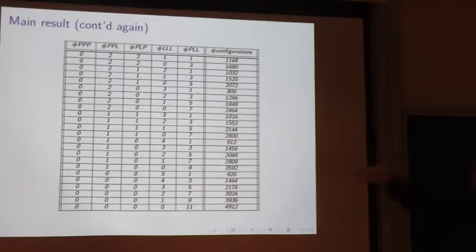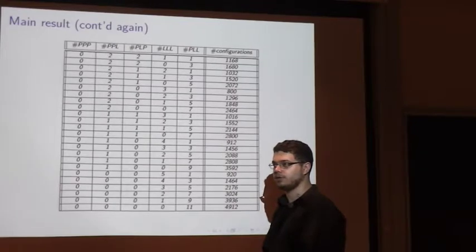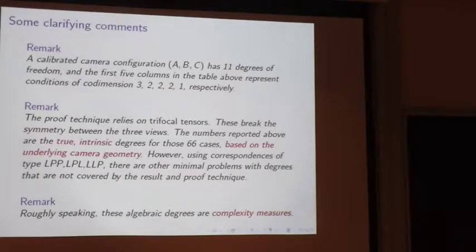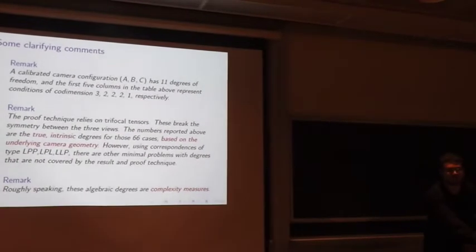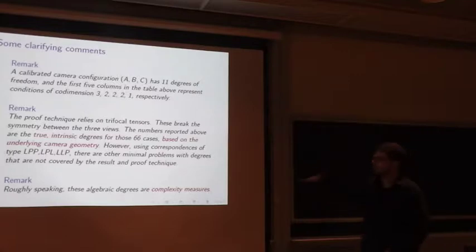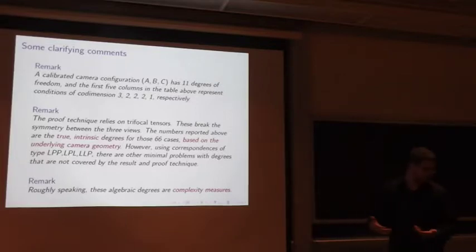So here I have only 5 columns, right? But in principle, I should have 2 to the 3. I should have 8 different point line correspondences between 3 views. Okay, so the proof technique, though, is asymmetric. So I only cover these cases here. And let me just remark, these algebraic degrees are complexity measures. Like how many solutions there are. So in terms of the 3D reconstruction, we're interested in small degrees, the smaller entries in those tables, because we don't want to have to sift through 1,000 possible ABC configurations in the reconstruction.